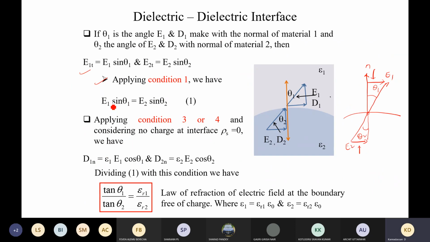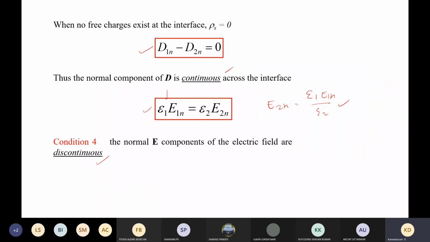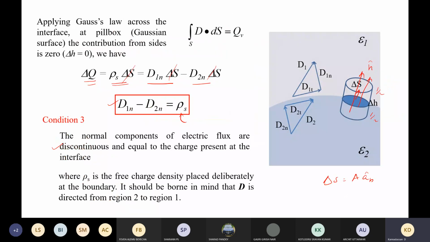And there comes E1 sine theta 1, which will be equal to E2 sine theta 2. Now you can clearly see how this E1 and E2 are linked. Now, for the same thing, we can apply conditions 3 and 4.